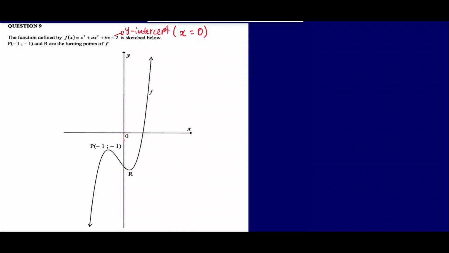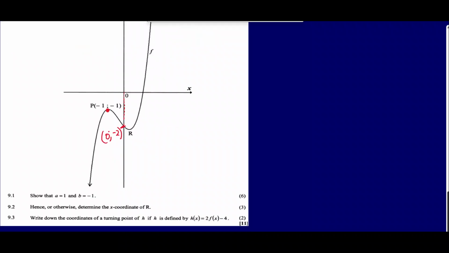Your y-intercept is given, where the x coordinate is equal to 0. It's minus 2, the coordinate, right? So now we have that the graph is sketched, right? And the p's coordinate is a turning point, right? So p and r are turning points, right? It's just that the other turning point of this graph is not given, but the p's turning point coordinates are there and they're given, right?